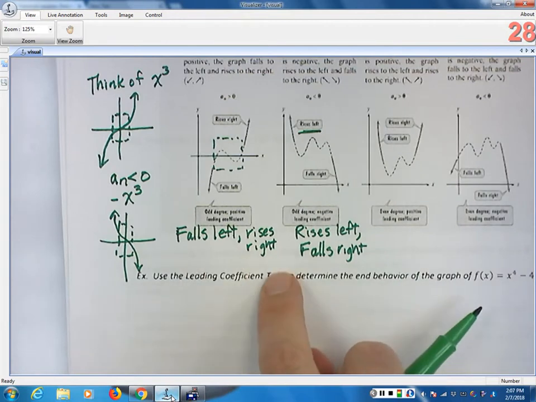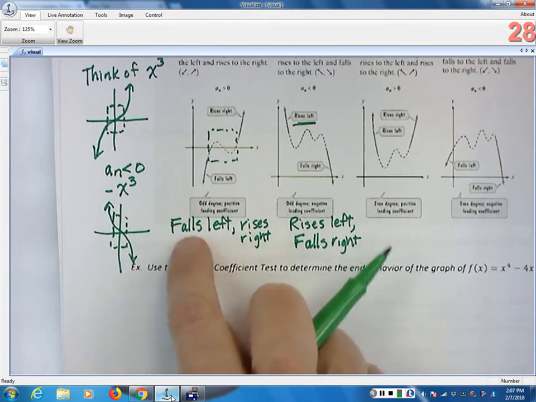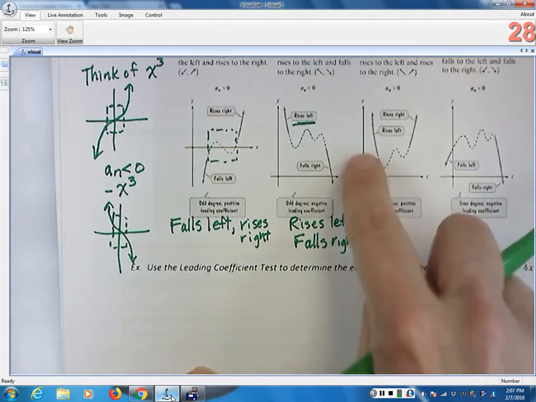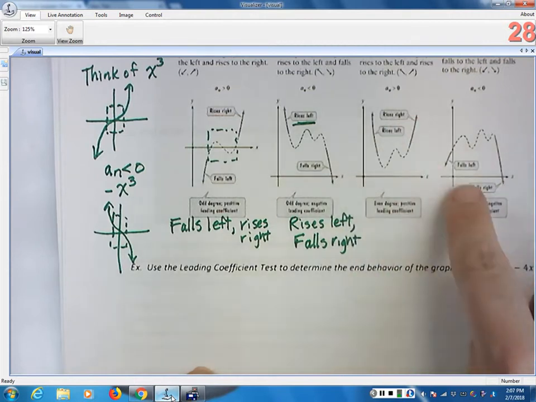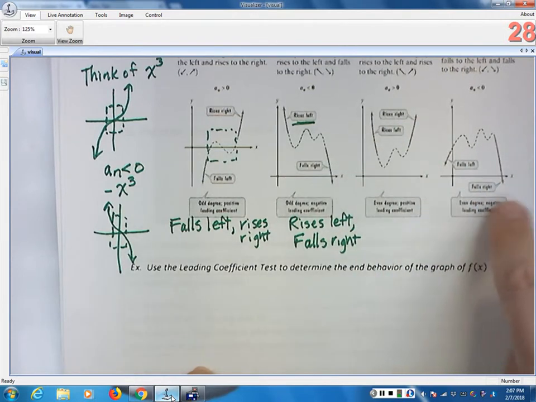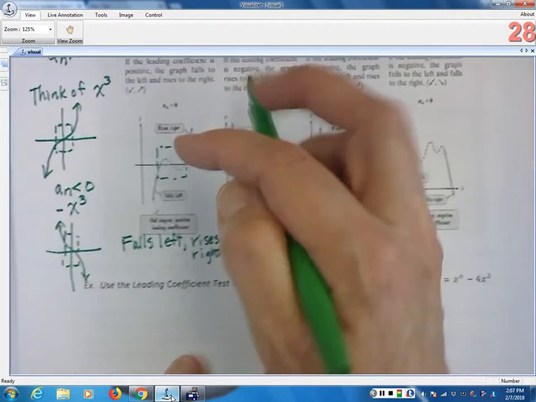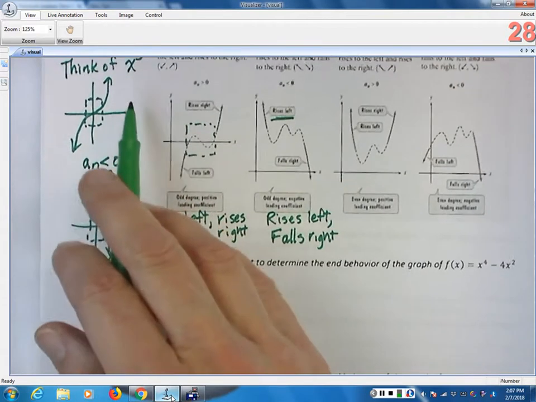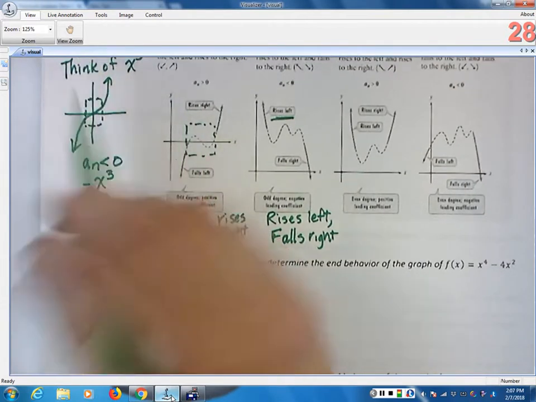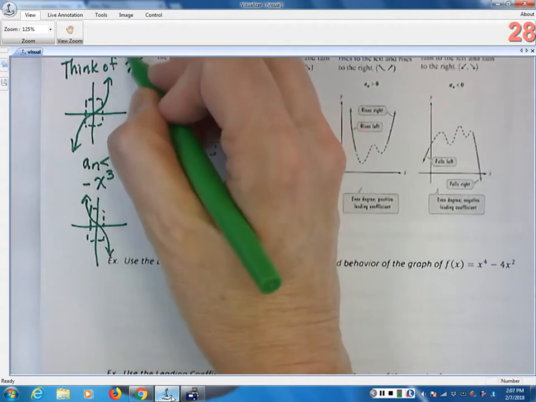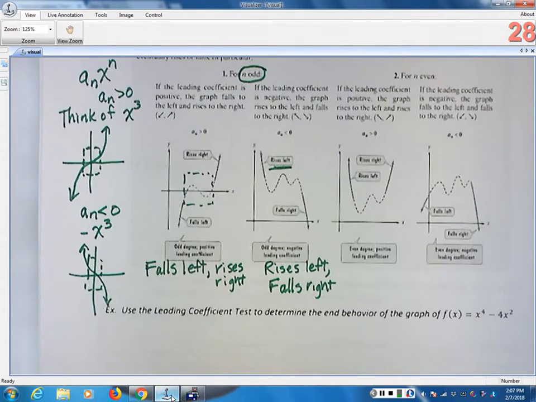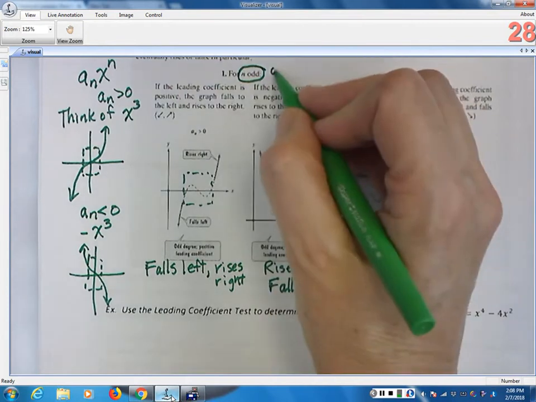So if I ask for end behavior, you'll say one of these 4 things: rises left, rises right, falls left, falls right. So that was odd. It acts like x cubed if a sub n is positive, but if a sub n is negative, then you flip that, and it's going to have opposite behavior. The book says opposite behavior on the ends.